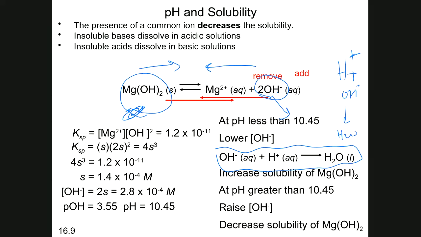So if we have an insoluble base, it can dissolve in acidic solution. If a base doesn't dissolve in water, it can dissolve in acidic solution. If the acid doesn't dissolve in water, it can dissolve in basic solution. So the acid dissolves in basic solution and the base dissolves in acidic solution.